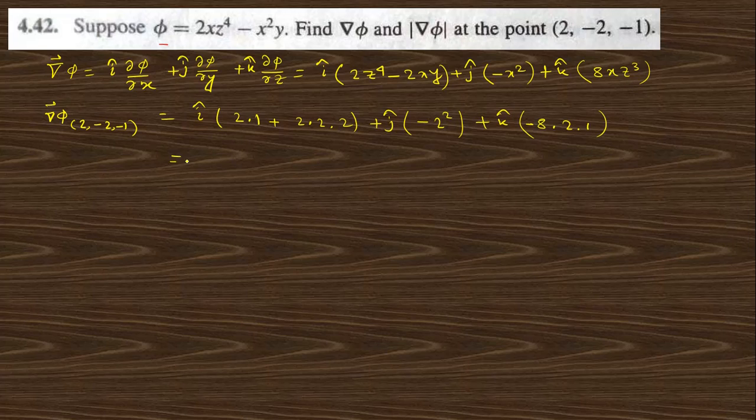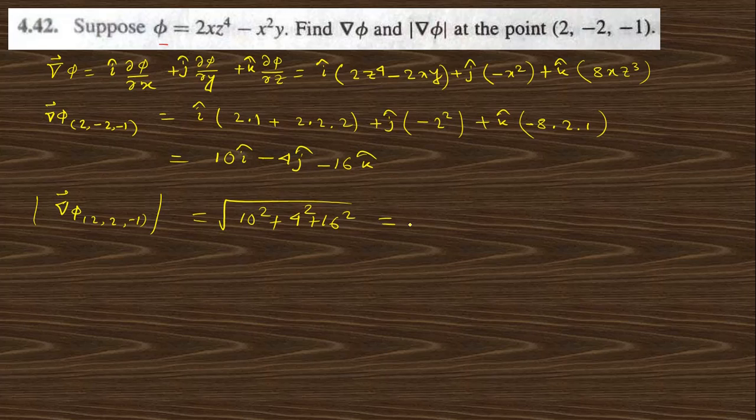So this becomes 2 plus 8, that is 10 i cap, and this becomes minus 4 j cap, and this is minus 16 k cap. This is the grad phi at that point. We need to find the modulus or the magnitude of this gradient of phi, which is nothing but the square root of 10 square plus 4 square plus 16 square, which is given as 2 root 93. This is the solution of this question.